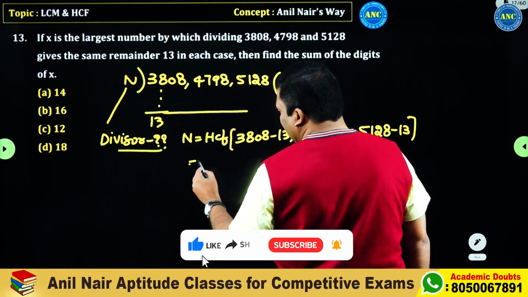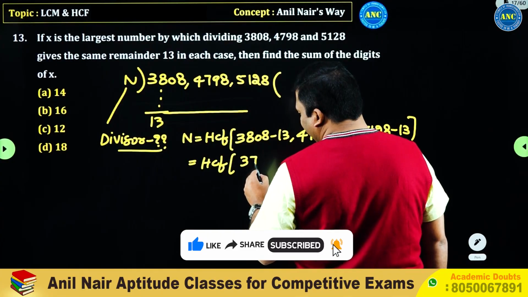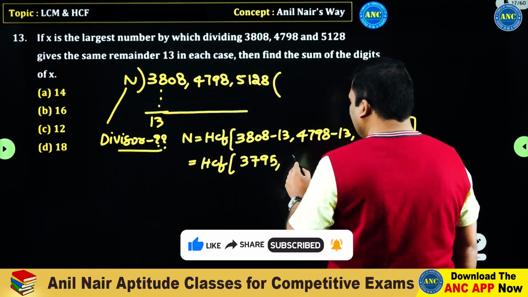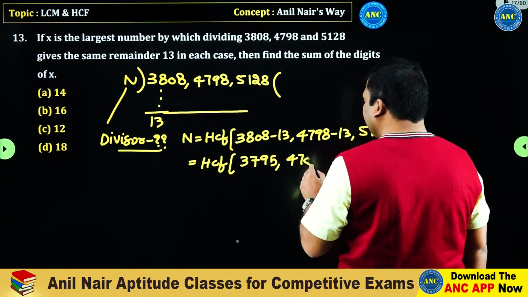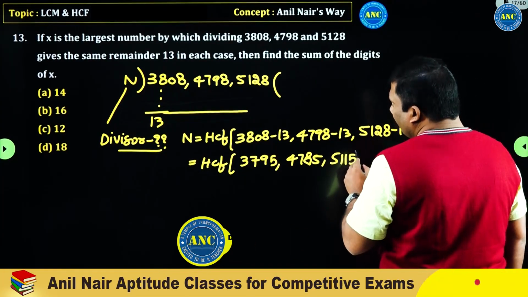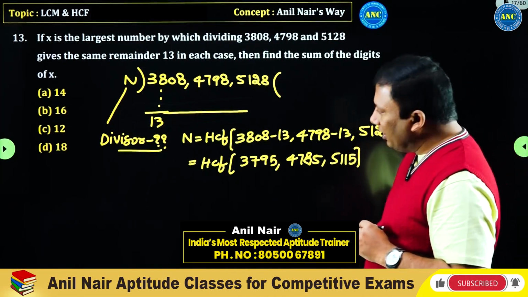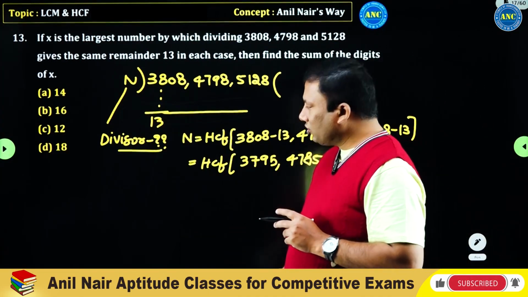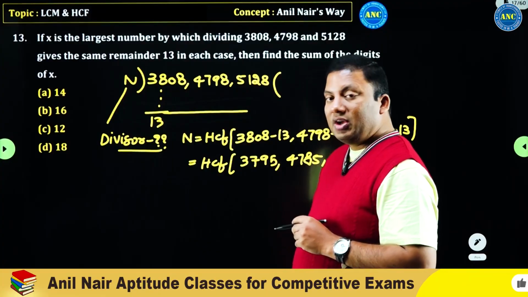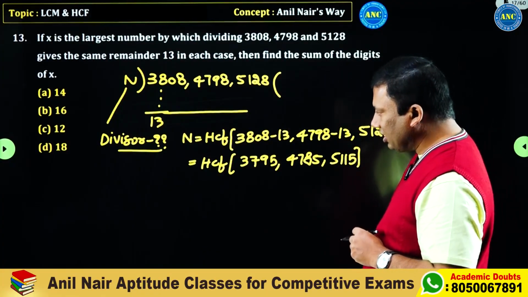So this will be the HCF of 3795, 4785, 5115. Till here it is clear. So we need to determine the divisor: 3808 minus 13, 4798 minus 13, 5128 minus 13.